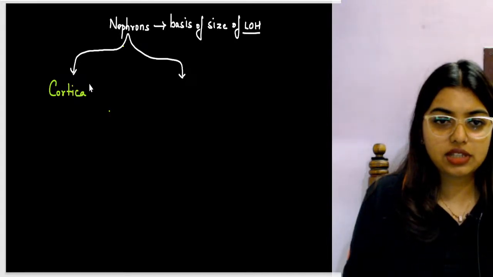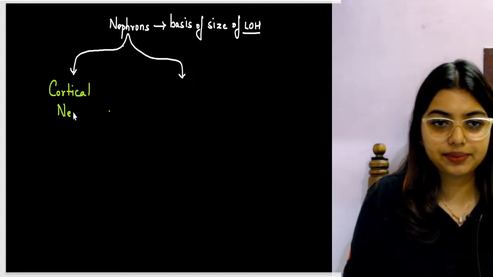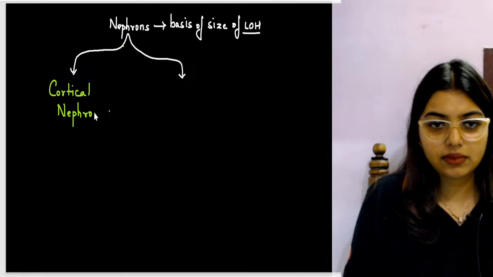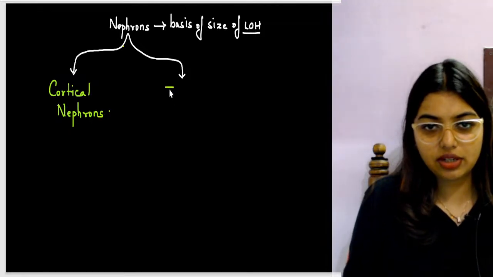Two nephrons are there, cortical nephrons and juxtamedullary nephrons.